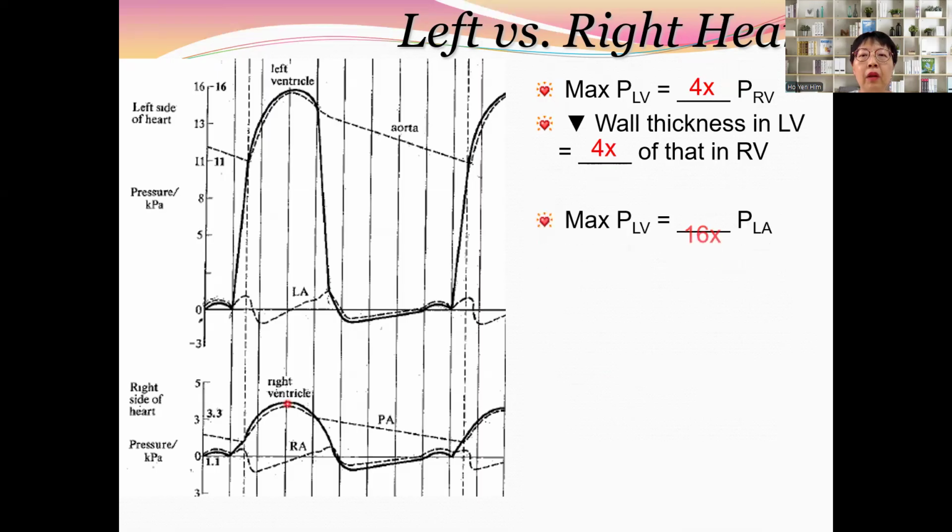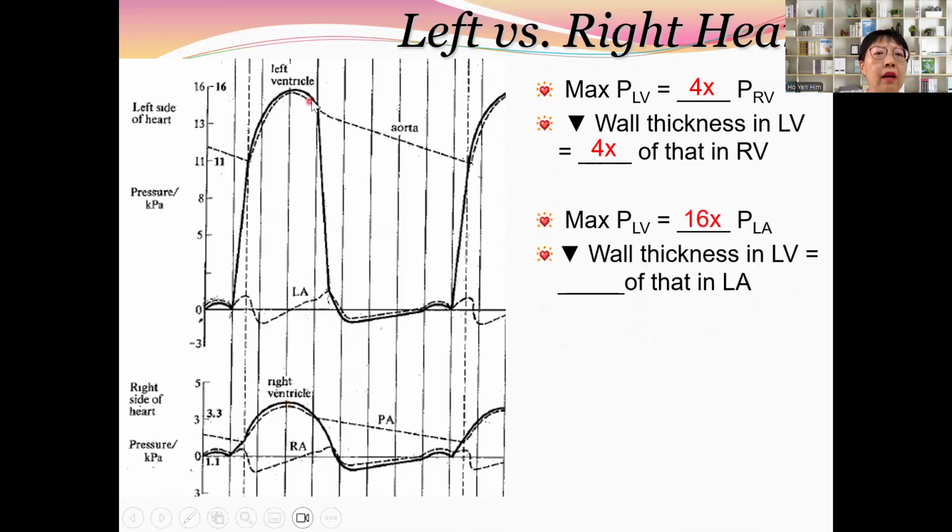So you see, the peak of the left ventricle versus the atrium. The left ventricle is 16 times the atrium. That means the wall of the left ventricle is 16 times the wall of the atrium. The atrium only gives us 1 kilopascal. This is also 1 kilopascal because left and right atrium have the same thickness. The left ventricle is 4 times thicker than the right ventricle. So 16 versus 4 kilopascal.